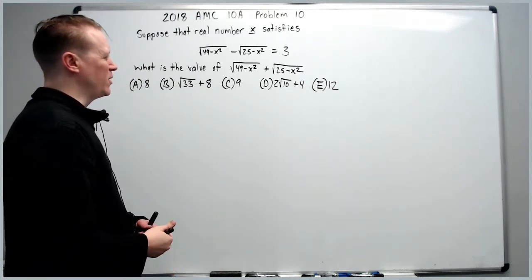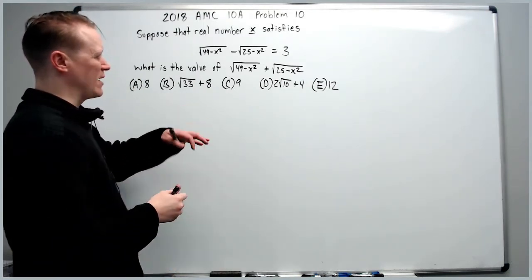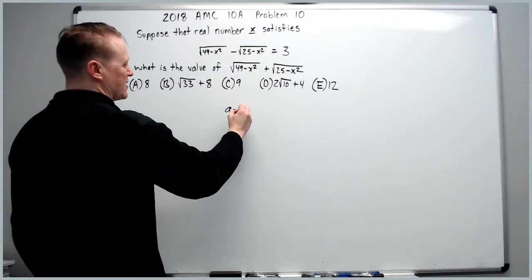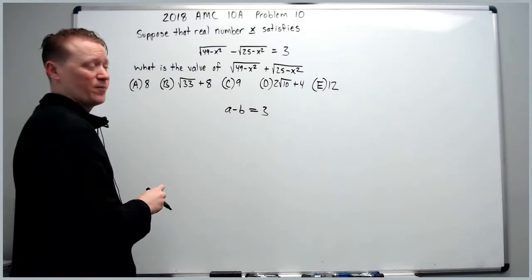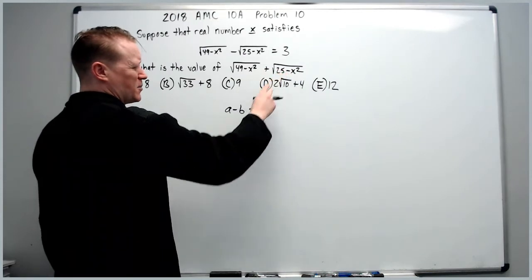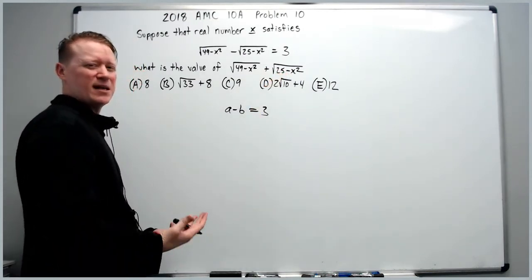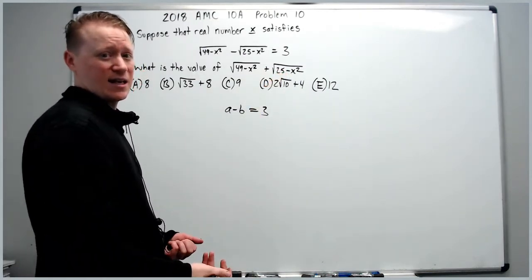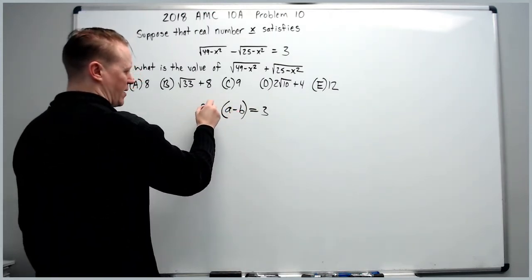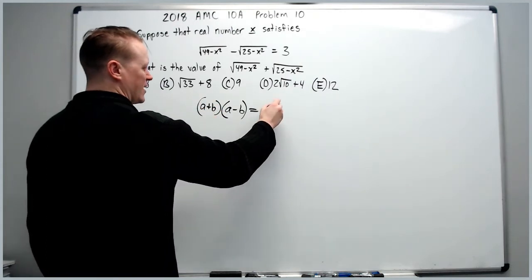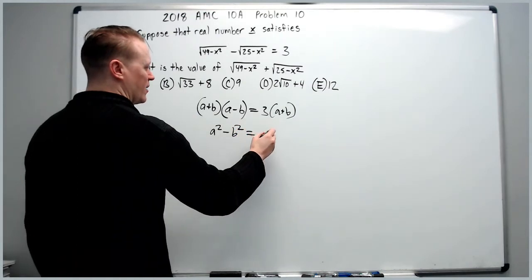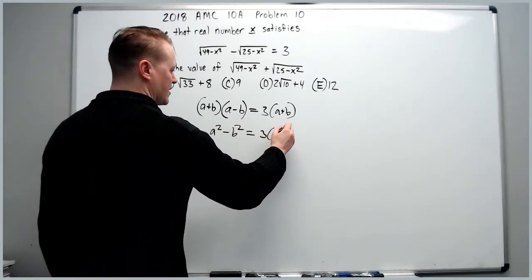The trick on this one is you need to think slightly more abstract and not look at this and this, but think of it like a minus b equals 3, right? Let a equal this and b equal that. Why? Because this is a plus b. When we see a minus b and a plus b, that makes us think of difference of squares. So perhaps we can just multiply this by a plus b on both sides, and you will get a squared minus b squared equals 3 times a plus b.